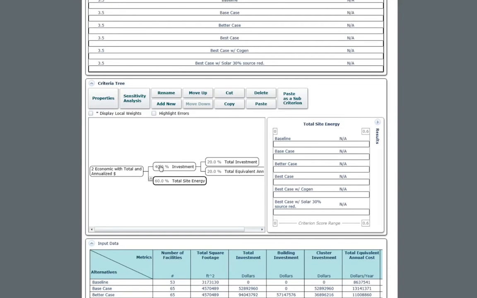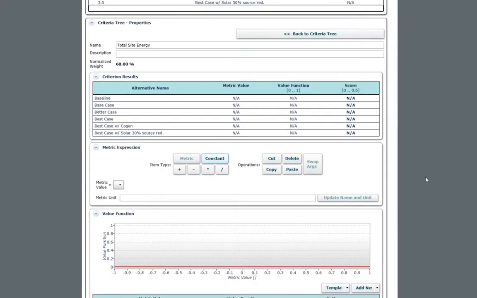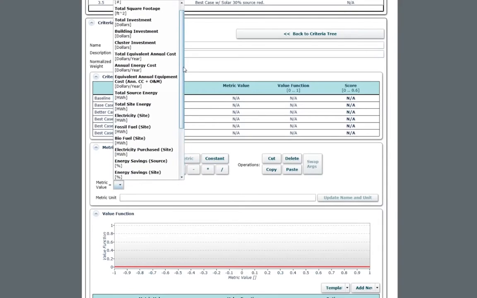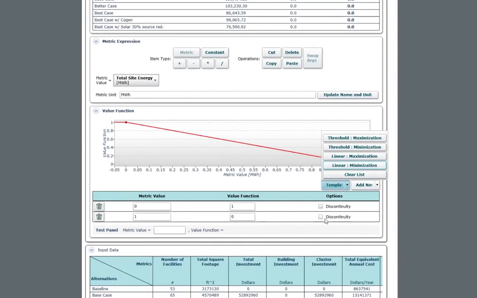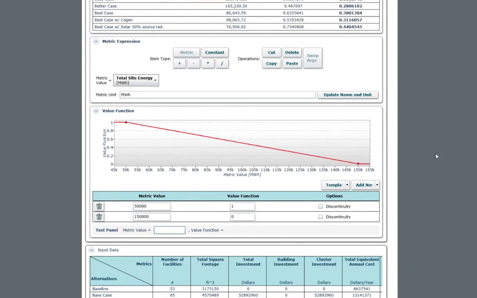And who remembers what the numbers were? I'm trying to get somebody thinking ahead as we're moving in that direction. So on the energy, we chose total site energy, right? And that was from that 103 to 76. And we wanted to update the name, and then we wanted to put a minimization template in place, and we're just trying to replicate what we did. And for our 1 value, we had 50,000. All right, and on our 0 value, we had 150,000. All right, so that replicates what we did a moment ago.